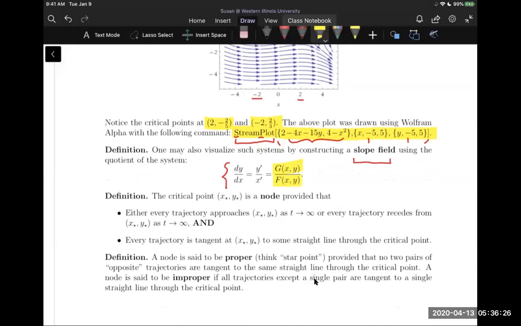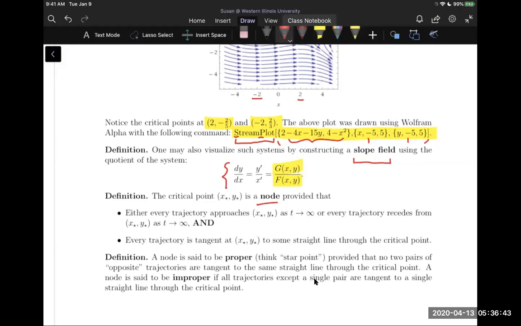All right, so a critical point can be classified in several different ways. And so now we just want to classify what's happening in these autonomous systems, where the critical points are and what they look like. So for our first definition, we're going to talk about what's called a node.